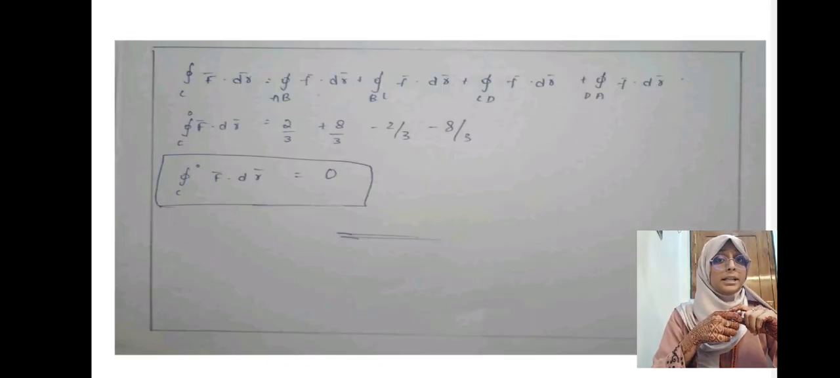Therefore, the integral C of f bar into dr bar equals integral AB plus integral BC plus integral CD plus integral DA of f bar into dr bar, which is 2 by 3 plus 8 by 3 minus 2 by 3 minus 8 by 3. The 2 by 3 terms cancel and the 8 by 3 terms cancel. Therefore the answer is 0. Integral C of f bar into dr bar equals 0.